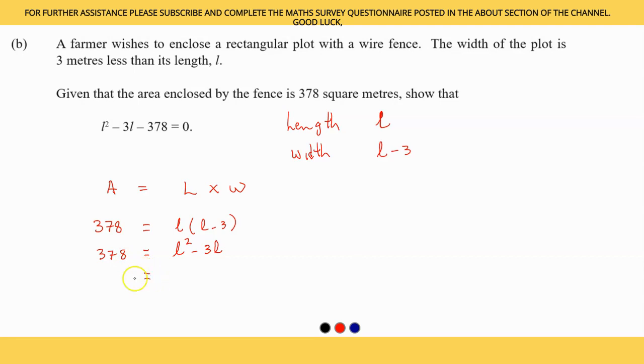Okay, so we want this side to become 0, so we take away 378, so that's 0. So what we have there is L squared minus 3L minus 378 as required. Doesn't matter the order, you can write L squared minus 3L minus 378 equals 0. Doesn't really matter the way around. Okay, moving on.